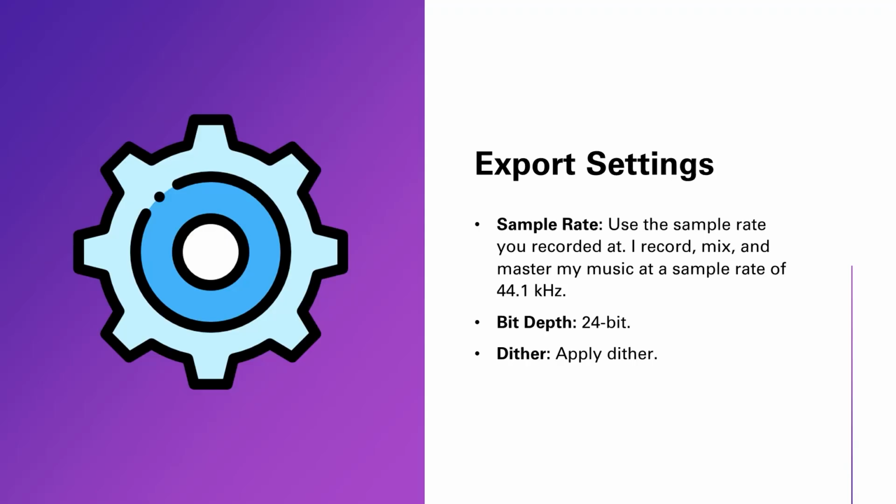When you export your master, you want to export it at the sample rate you recorded at. This song was recorded at a sample rate of 44.1, so that's the sample rate I'm going to export the master at. People will debate about which sample rate to record at until the end of time, but 44.1 is perfectly fine for producing music, and that's the sample rate that I record, mix, and master my music at.